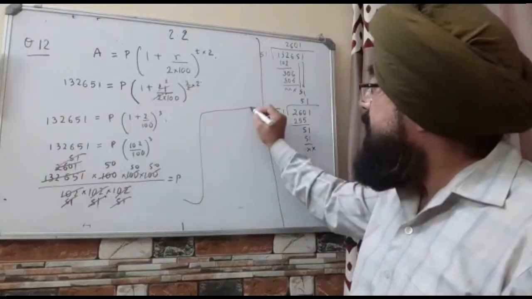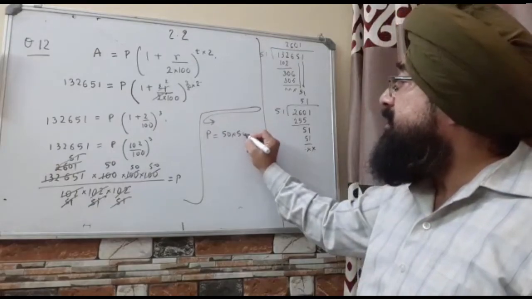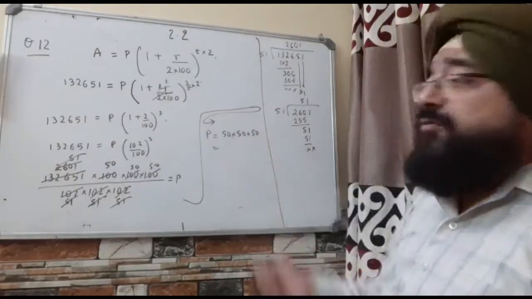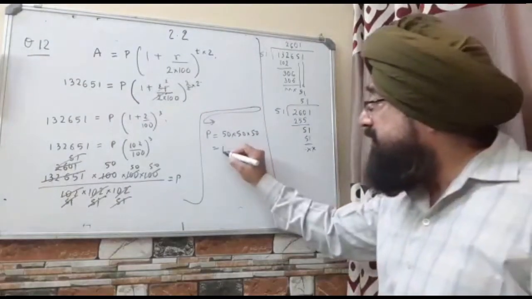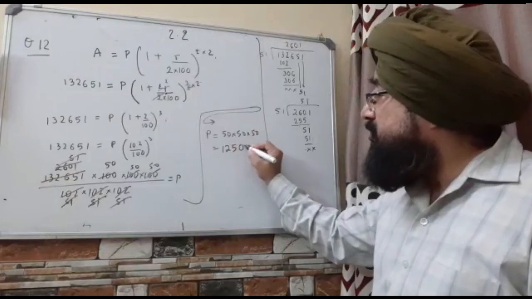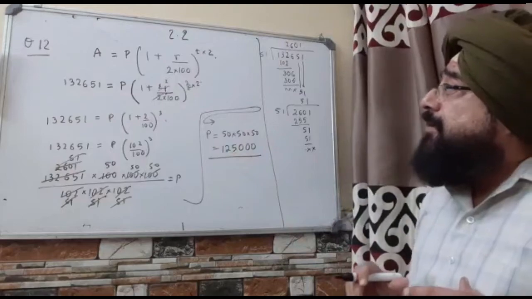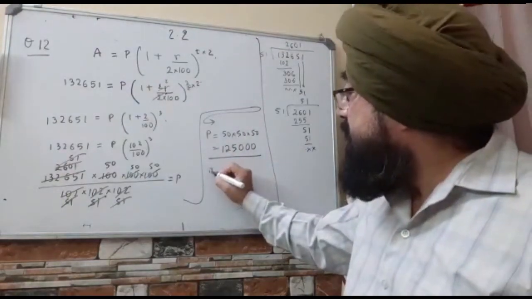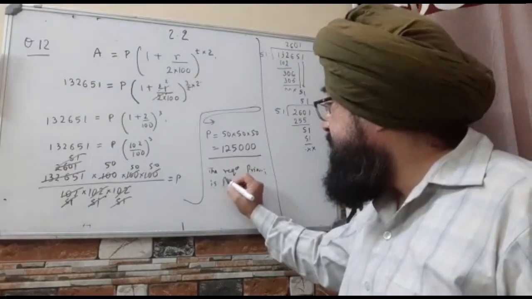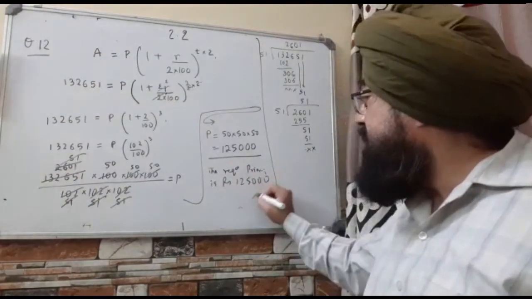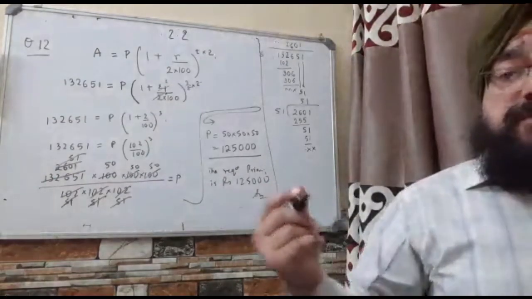And I am going here, just a space allows me to write P as 50 into 50 into 50. And what an easy thing to do. 5 into 5 is 25, into 5 is 125, and 3 more zeros. So this gives you the required principal. So the required principal is rupees 125000, and this becomes the answer. So I hope you understood this solution.